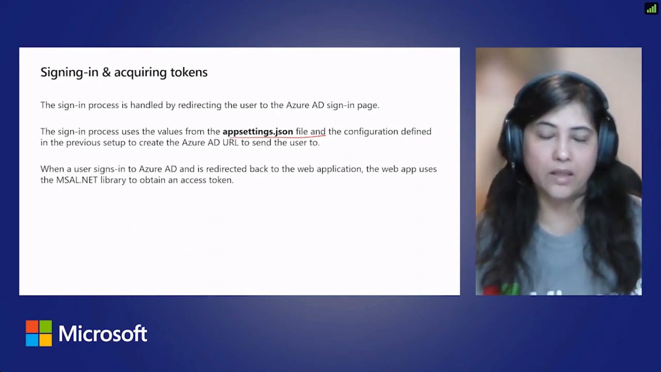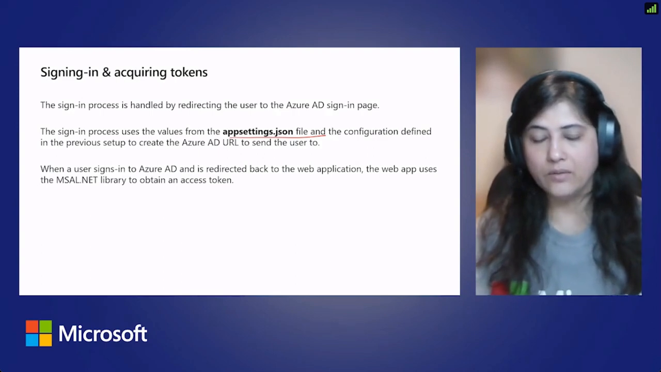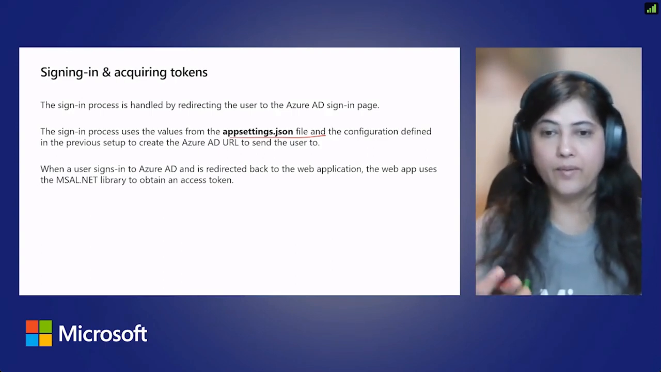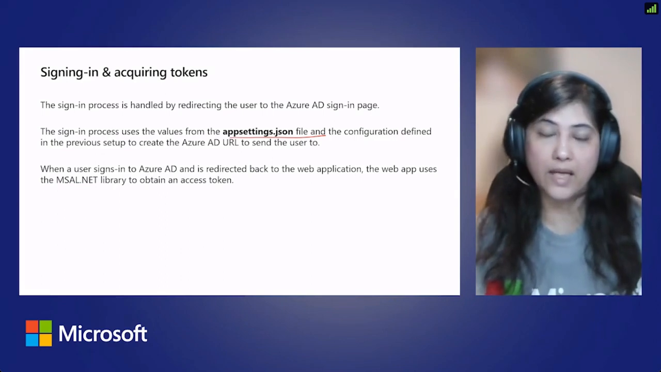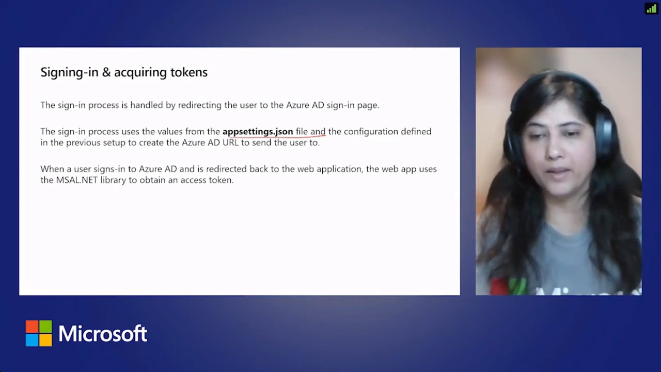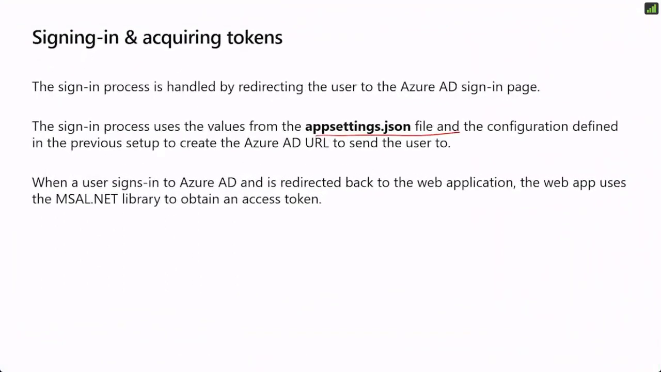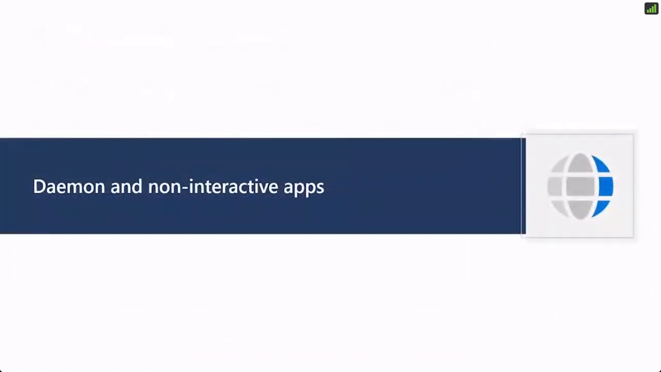Now, when a user signs in to Azure AD and is redirected back to the web application, the web app uses the MSAL.NET library to obtain that access token, and this is handled for you by the Microsoft.Identity.Web library. Next, we will talk about daemon and non-interactive apps.